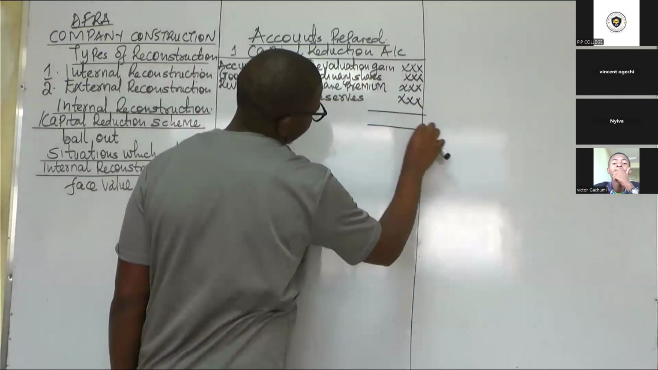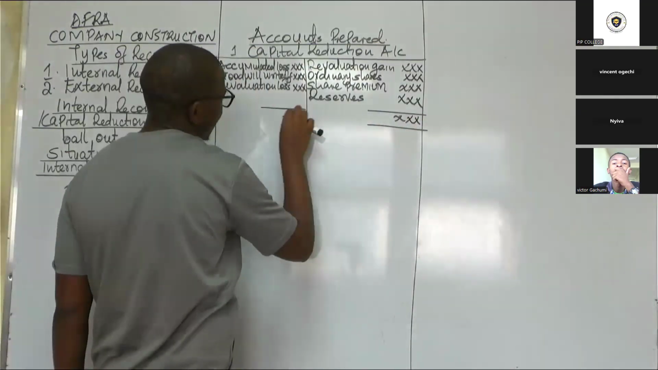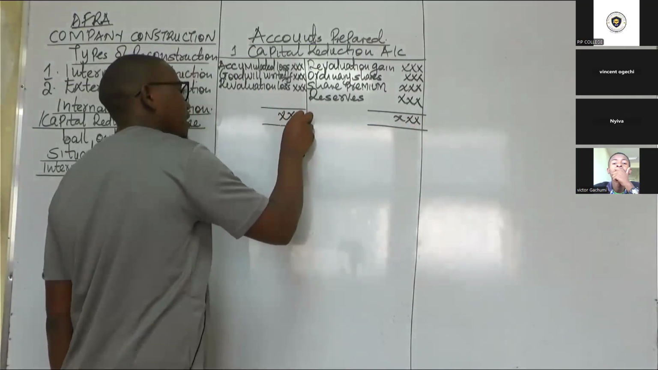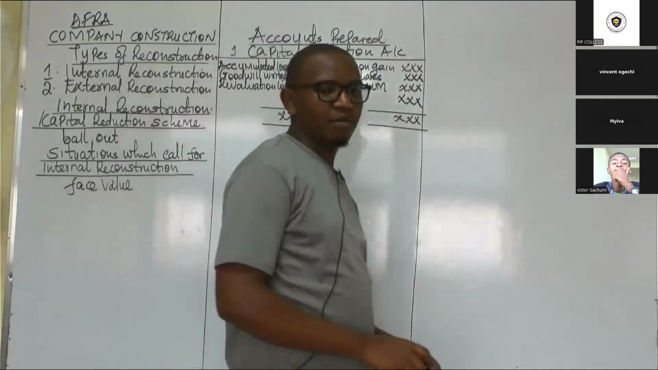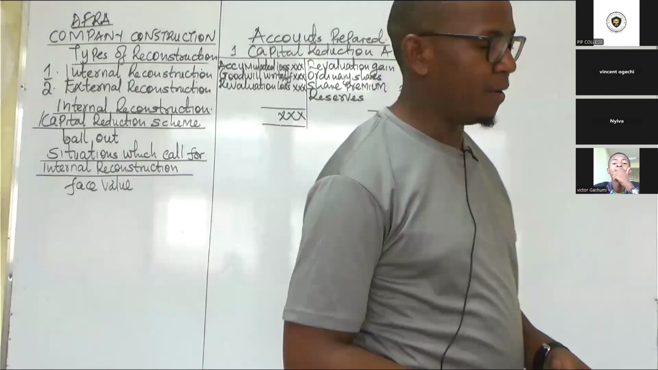In most of the cases, the capital reduction has to balance. The balancing figure we call a capital reserve, which in this case should be the goodwill.